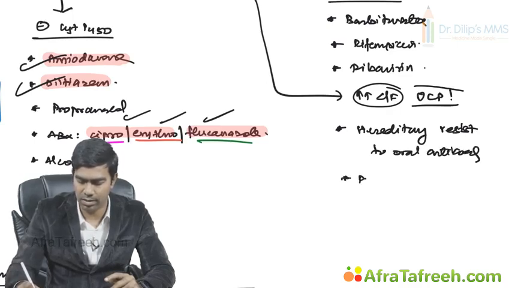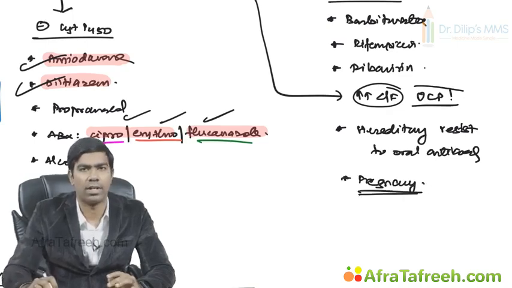And finally, pregnancy. Again, because of increased synthesis of clotting factors. Pregnancy itself is a prothrombotic state. So these are the reasons where you can get reduced efficacy of warfarin that is administered therapeutically.